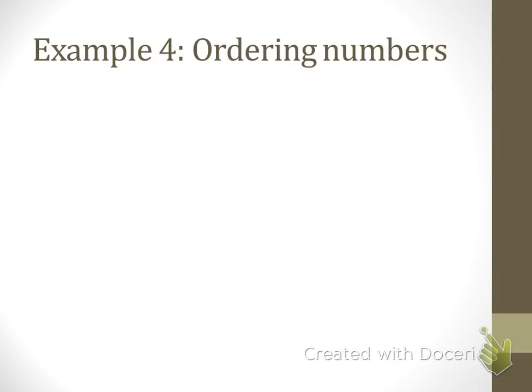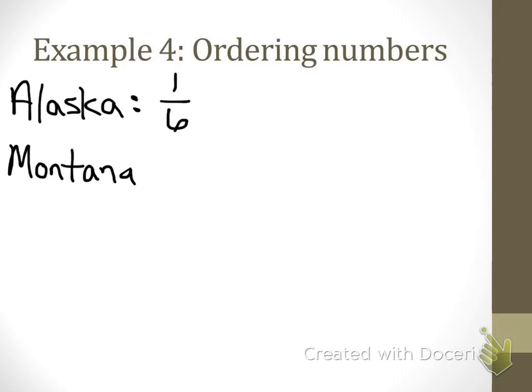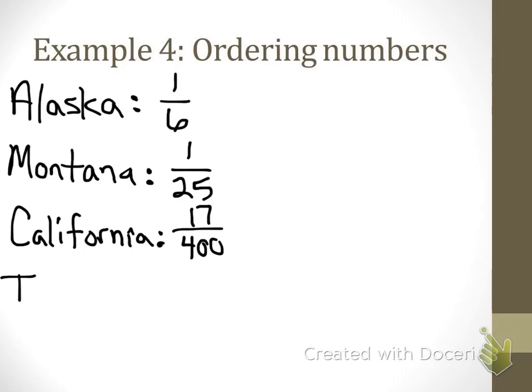Now, in example 4, we're ordering numbers, okay? Now, it's giving us an example. Basically, what they're saying is these 4 states make up a certain area of the entire country, okay? So they're saying that the total area of Alaska is 1/6 of the land of the entire United States. Montana is 1/25, California is 17 over 400, and Texas is 9 over 125.